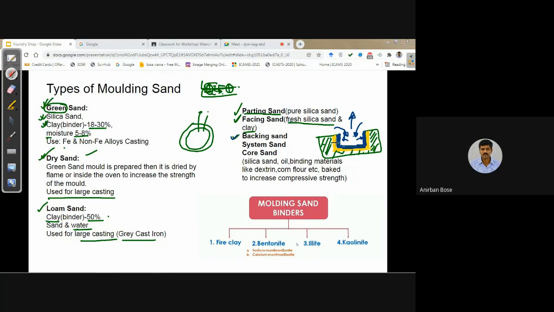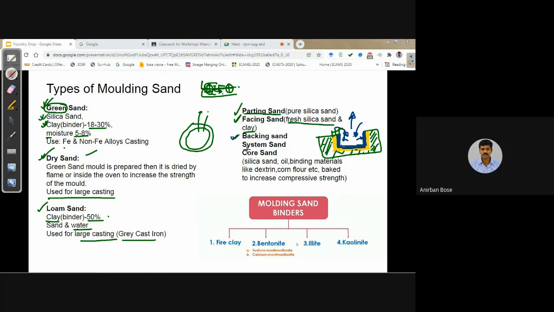And after that, it is the backing sand, which is just behind the facing sand, there to support the facing sand. That's all. But at the front, in contact with the molten metal, it is the facing sand. Backing sand is just behind the facing sand, and it is basically cheap. Suppose you want to make a 3 millimeter layer. In that case, maybe 1 millimeter is facing sand and 2 millimeter may be the backing sand, like that.